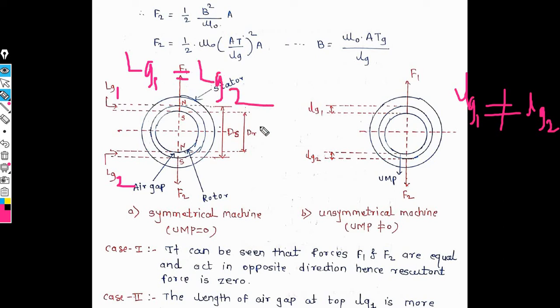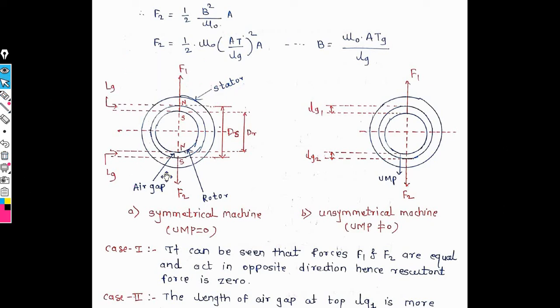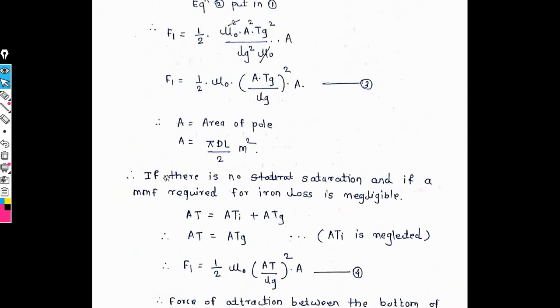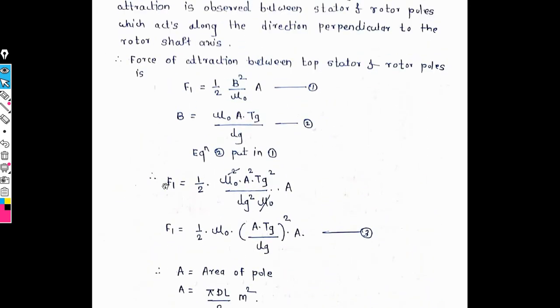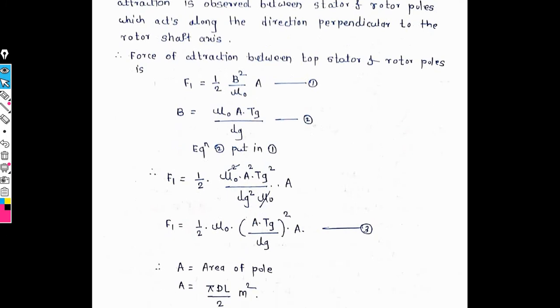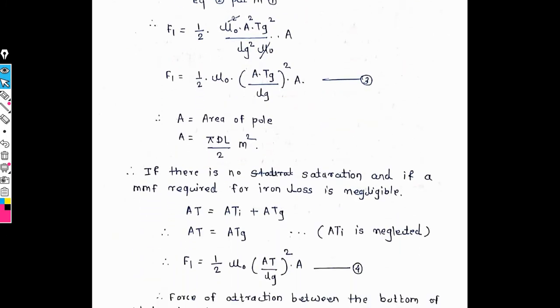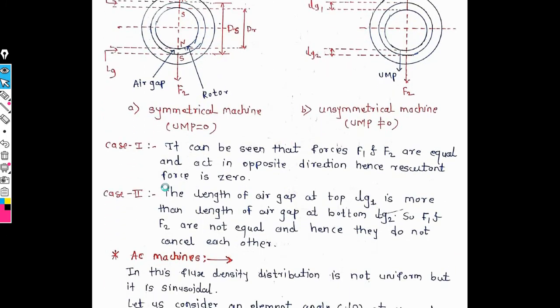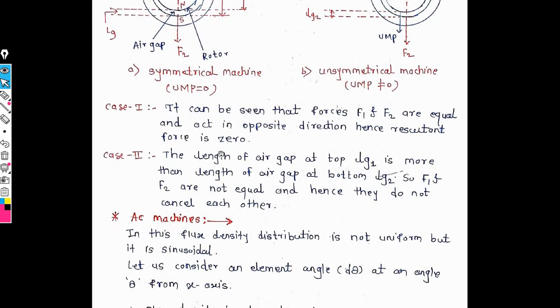LG2. Now this is the condition of the length of air gap in a symmetrical machine and an unsymmetrical machine, and both depend on the magnetic parameters. Then we also need their important parameters. Now this is the concept of DC machine.